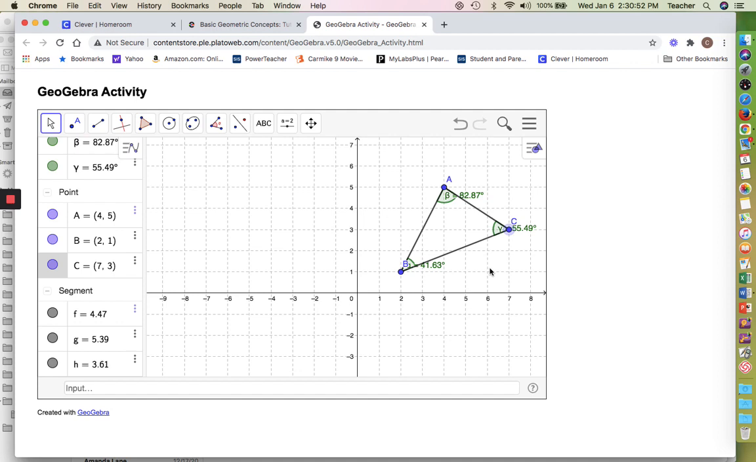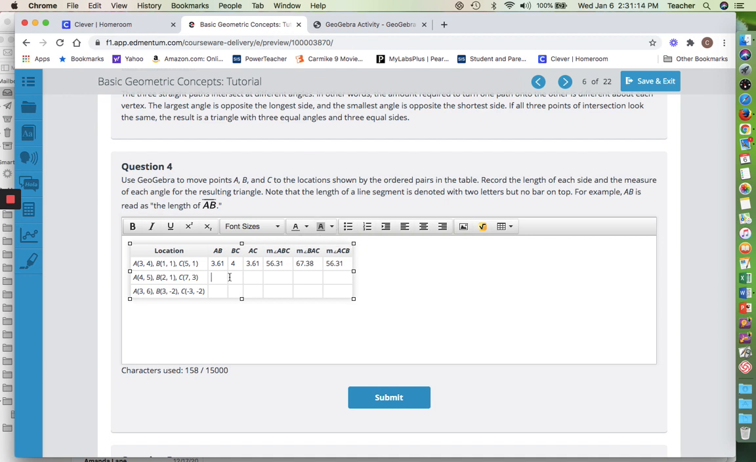Well, the nice thing about GeoGebra is that it changes the lengths as you do them. So you still have the measures of A, B, and C, and you still have the lengths in the order that you did them. So my AB was the first one I drew, so I'm going to put 4.47, 5.39, and then 3.61 in that order. Now let's look at my angle B because that's the letter in the middle.